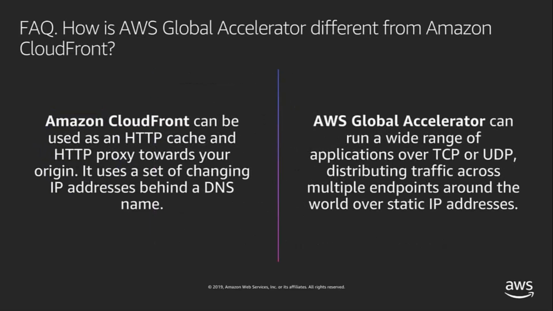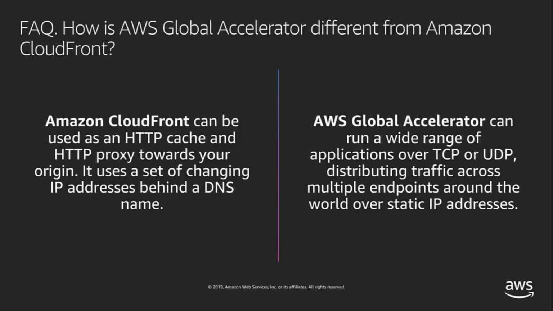So I'll include here one of the most frequently asked questions from our customers, which is, how is AWS Global Accelerator different from Amazon CloudFront, the content delivery network of AWS? So Amazon CloudFront is really targeted at HTTP and HTTPS use cases where your content is cacheable, or you want to proxy your content towards your origins.